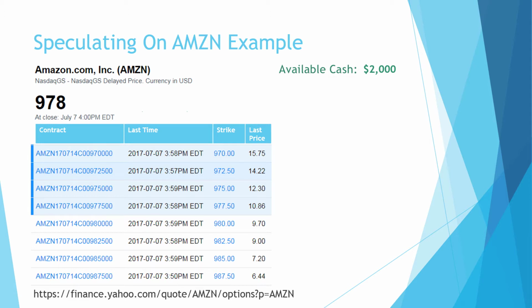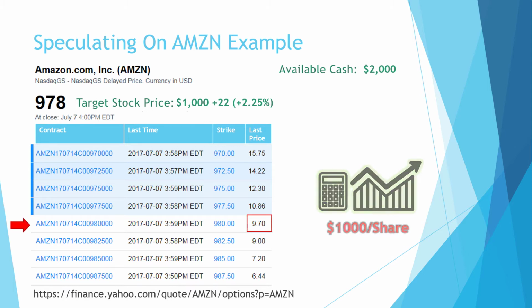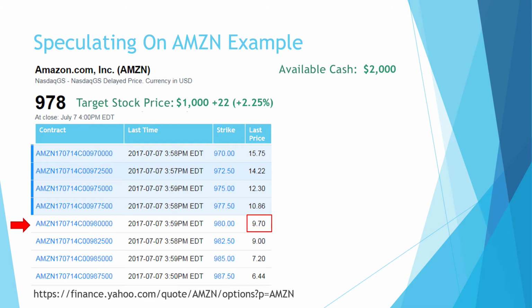Now the next step is to create a strategy. Let's say I predict that Amazon will be $1,000 per share by the expiration date on July 14th. That translates to about a 2.25% increase from the current price, which is likely going to happen. So I will buy the contract at a strike of 980 just because it is closest to the amount I wish to pay, and plan to close the position by selling the call contract on the day of expiration.